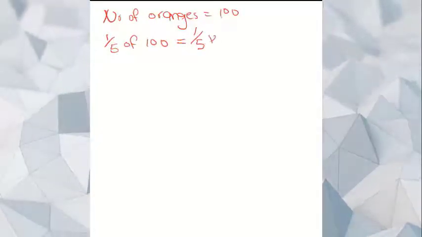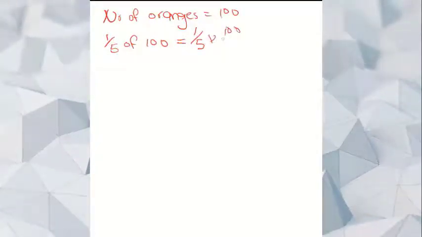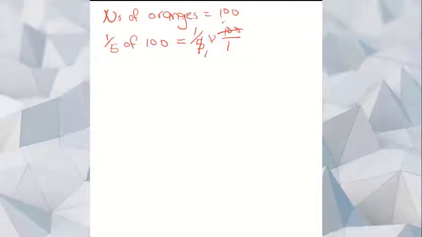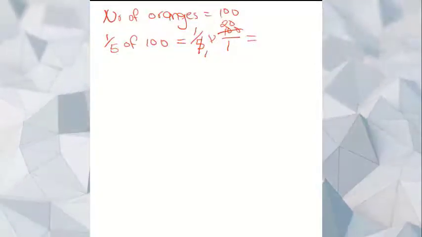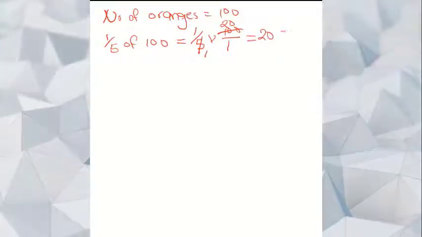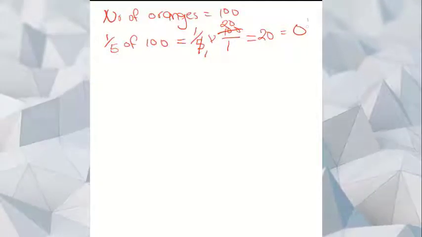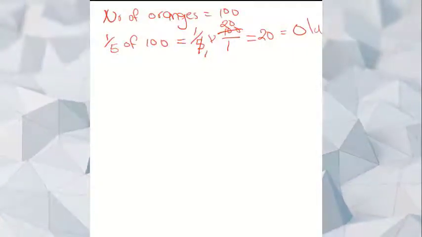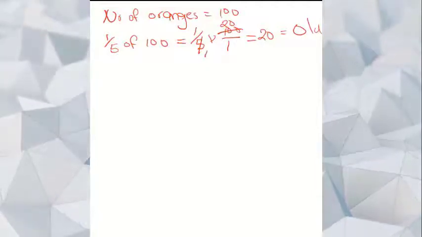1/5 times 100/1. So 5 here is 1, and 5 here we have 20. So Olu has 20 oranges. So 20 oranges were given to Olu.